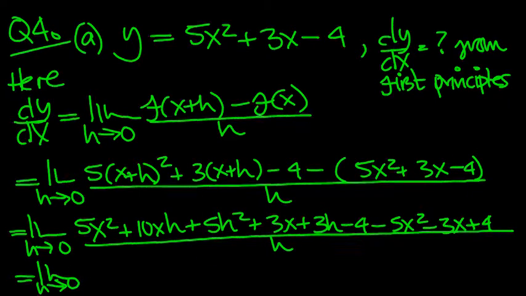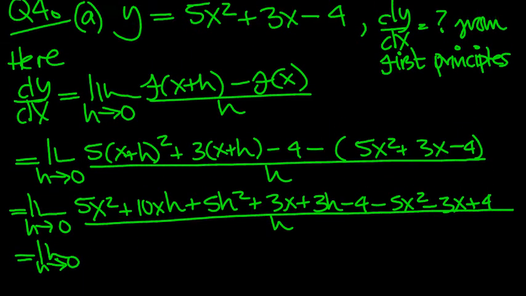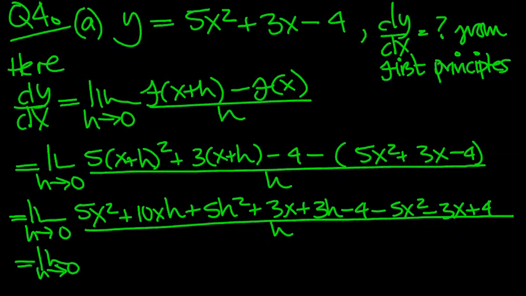Now let's see what we can cancel out before we write anything more down. What can we cross out? The 5x squared and the minus 5x squared, they can cancel. We've got a 3x and a minus 3x, agreed? We've got a minus 4 and a plus 4, they can go as well. So we're left with just 3 terms, all of which have an h in common, don't they? So we can take an h outside a bracket so that we can cancel with what's underneath.